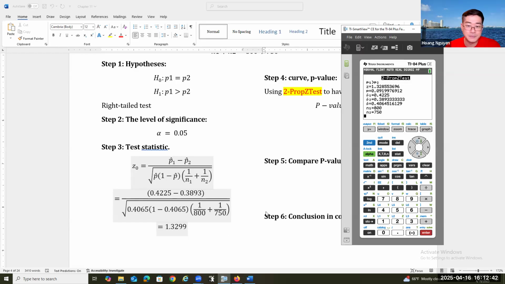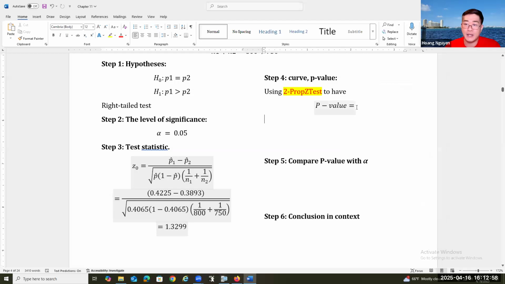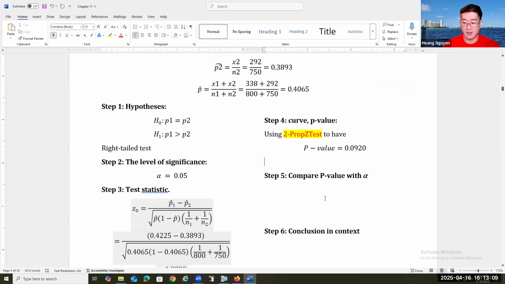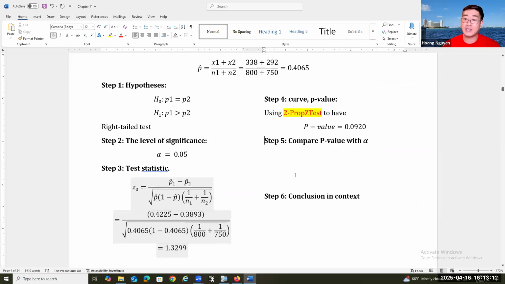So the test statistic is 1.329. And how about the p-value? The p-value is 0.0919, and the next digit is a 9, so I have to round it to 0.0920. So we just used the shortcut with all of the values from the question to get the answer for the p-value.